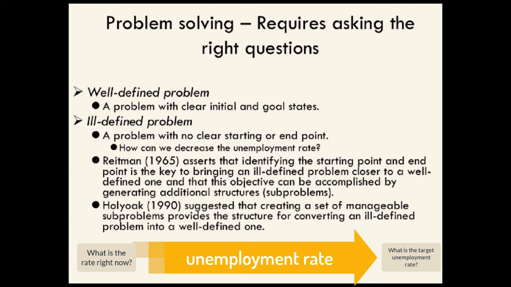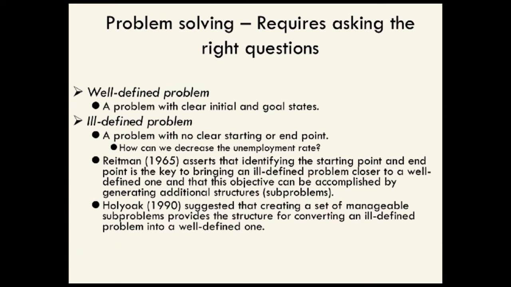The unemployment rate right now is X, but we want to reduce it to Y, to a much lower number. Holyoak suggested that, especially for these types of very big problems, you can create a set of manageable subproblems that provide the structure for converting a really big, ill-defined problem into a well-defined one.